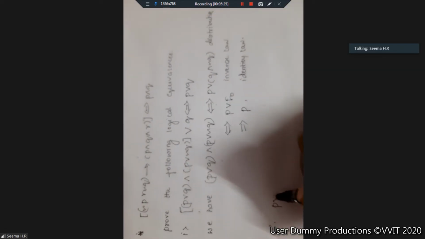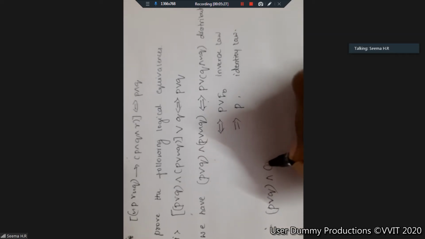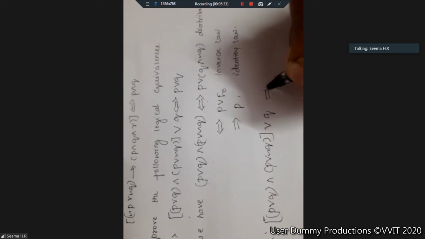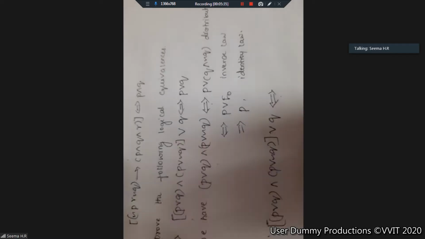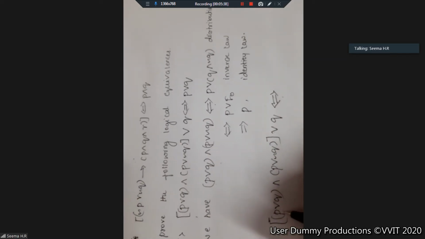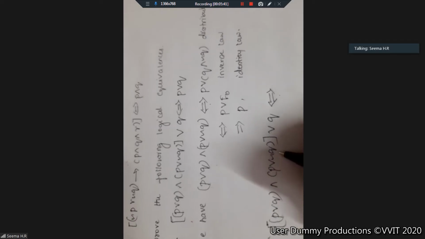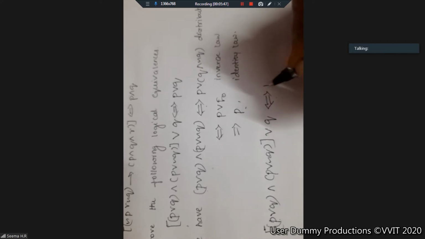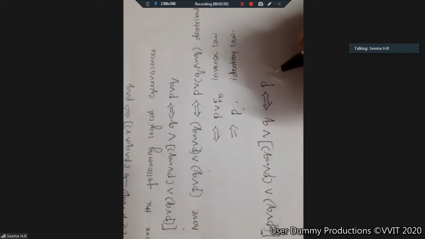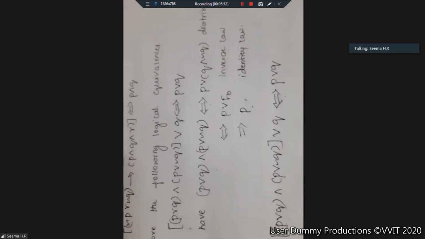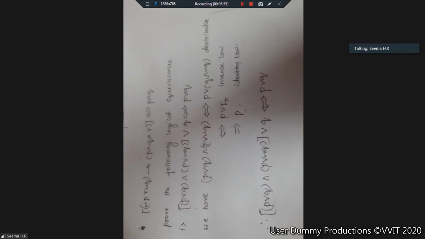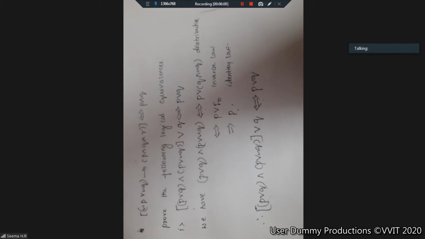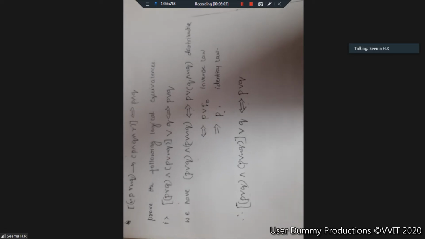Therefore, now let me write the given problem: (P and Q) or (P and negation of Q), or R, is logically equivalent to. So we have simplified (P and Q) or (P and negation of Q) as what? P. So instead of this, I will be writing P. So the rest of the thing is Q. What are we required to show? P and Q. Did we get it? Yes. So we got the same thing.